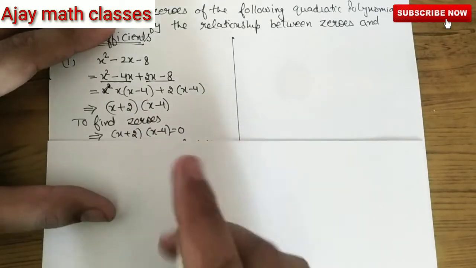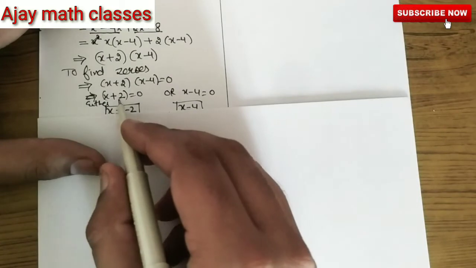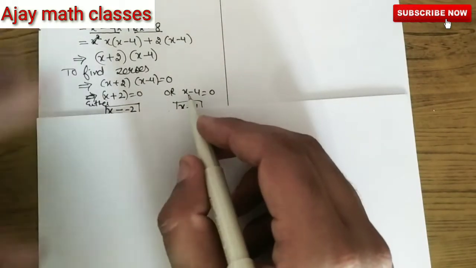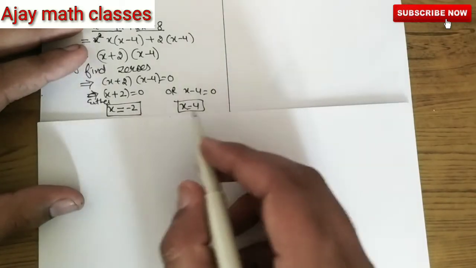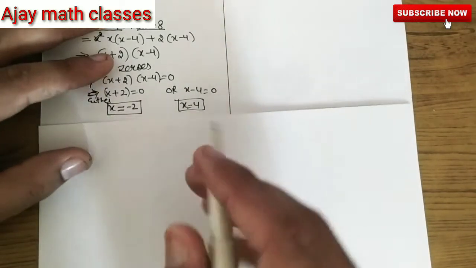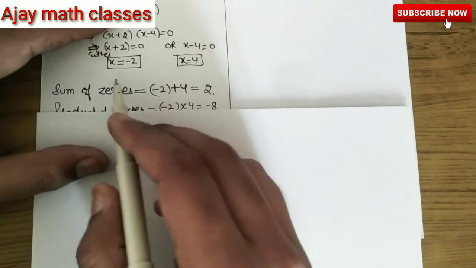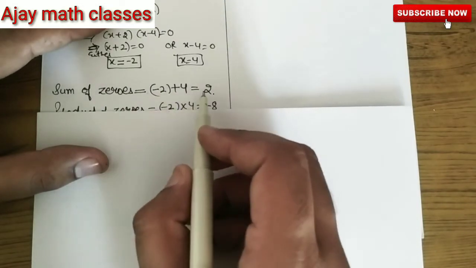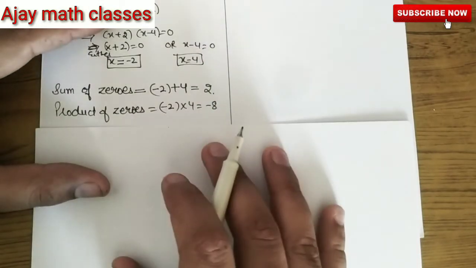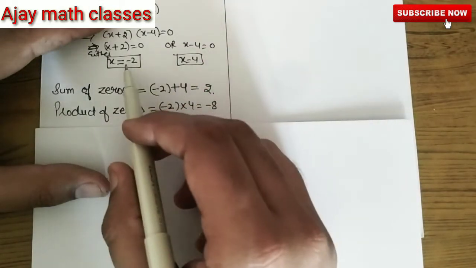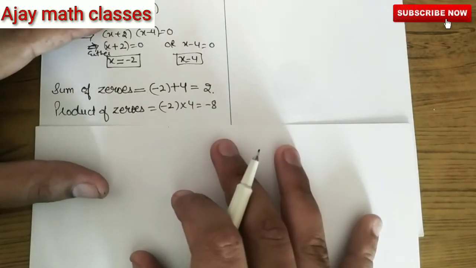To find zeros we have to put these two factors equal to 0. So either x plus 2 is equal to 0 or x minus 4 is 0. We are getting two answers, x is equal to minus 2 and x is equal to 4. Now students, sum of zeros means we have to add these two zeros: minus 2 plus 4, the answer is 2. And the second is product of the zeros, which means we multiply these two numbers: minus 2 into 4 is equal to minus 8.